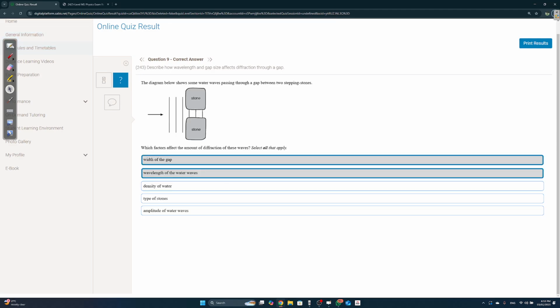You need to know also one more thing, that there are some things that affect the amount of diffraction. Obviously, the first one being the width of the gap. How wide is the gap? The second thing is the wavelength of the water wave. If you have a higher wavelength, then the diffraction will be larger.